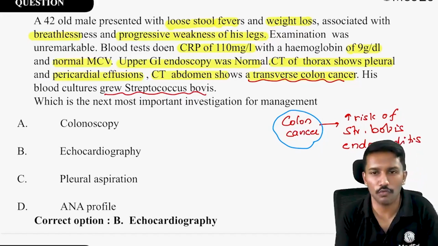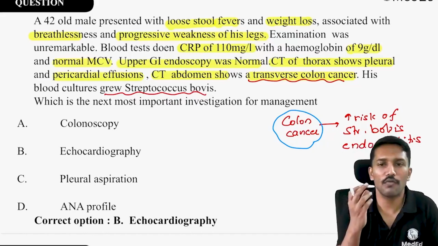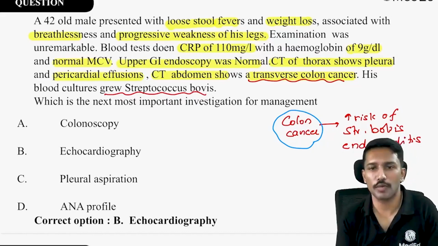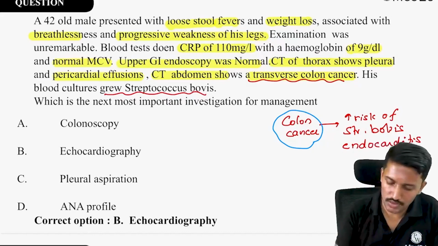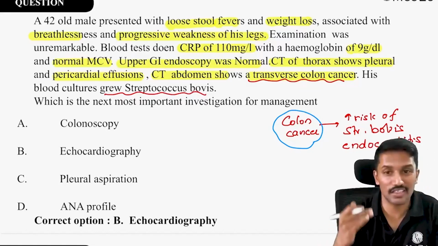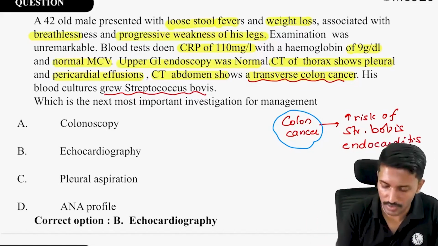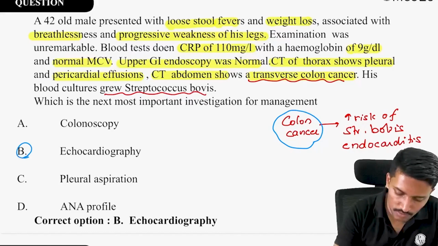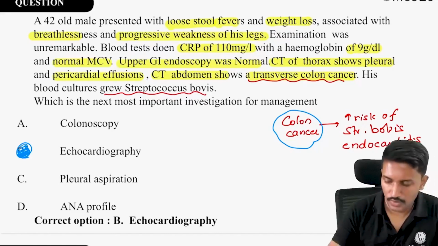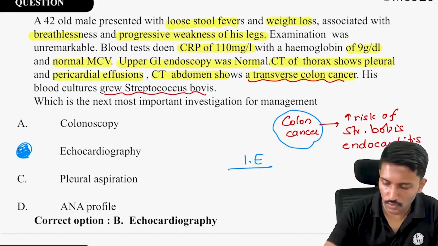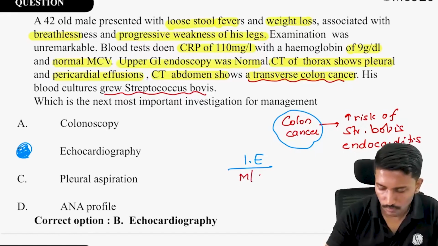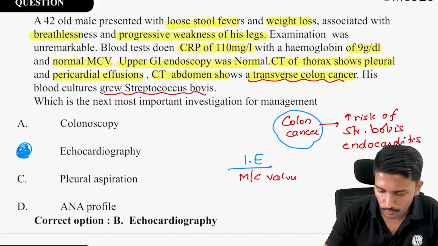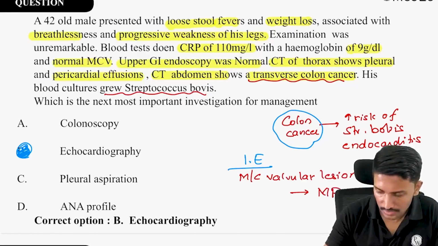Now what am I going to look for in the echocardiography? Mainly the vegetations on the valve leaflets, right? To look for those vegetations on the valve leaflets and also the regurgitant lesions that the patients develop, mainly MR, I would go ahead with the echocardiography, right? So in infective endocarditis, they will ask you what is the most common valvular lesion. The most common valvular lesion is going to be mitral regurgitation.